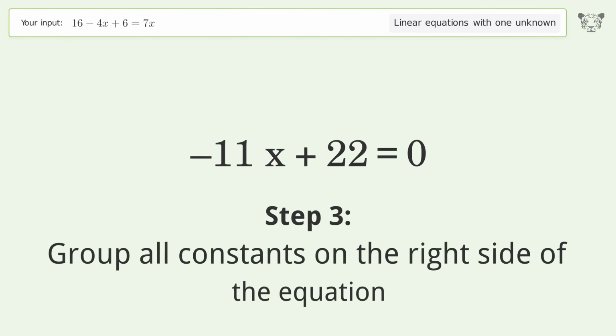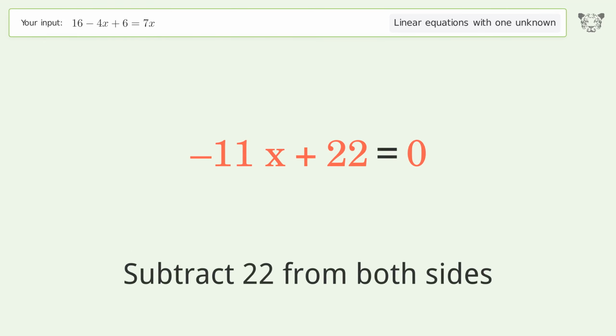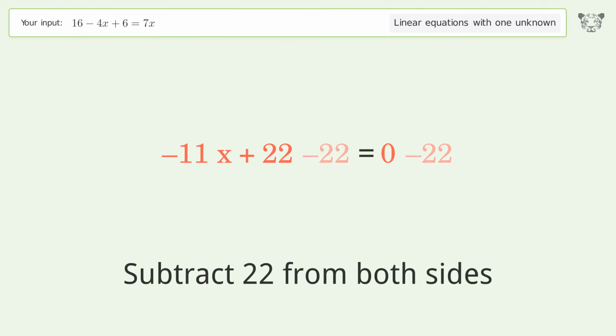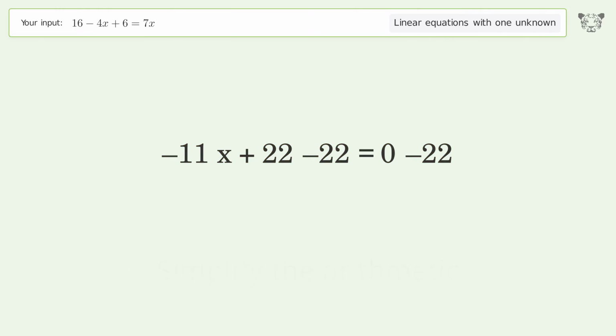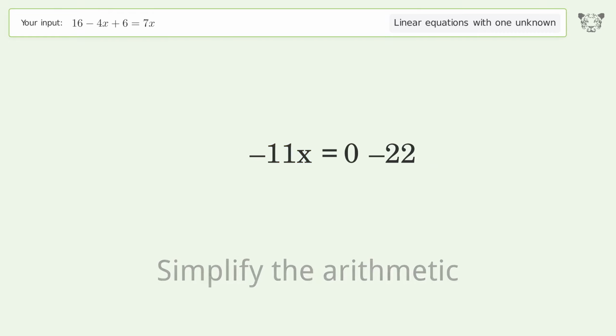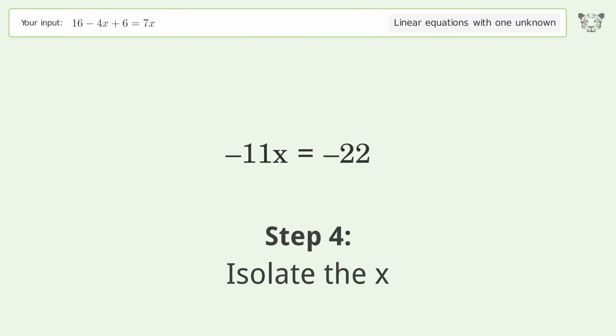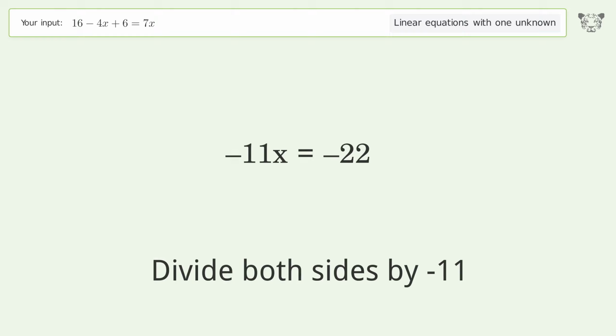Group all constants on the right side of the equation. Subtract 22 from both sides. Simplify the arithmetic. Isolate the x. Divide both sides by -11.